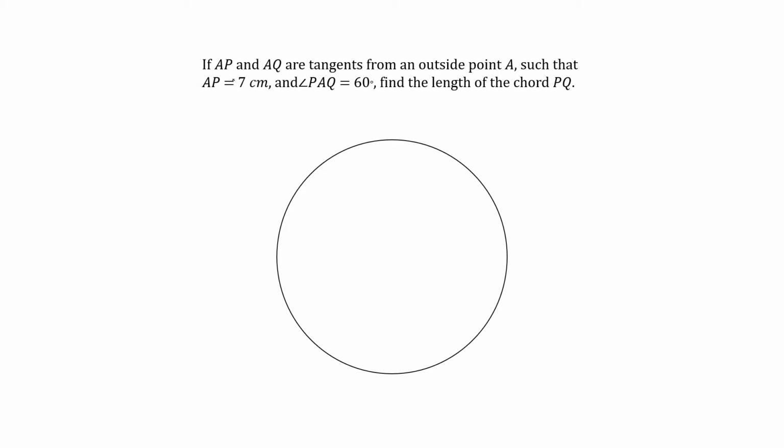If AP and AQ are tangents from an outside point A. So let's start drawing that. Say this is A, and this is P, and Q. That's fine.